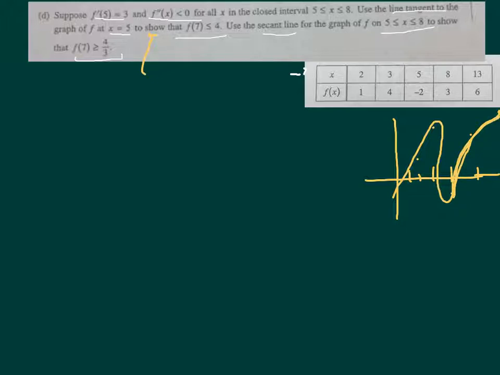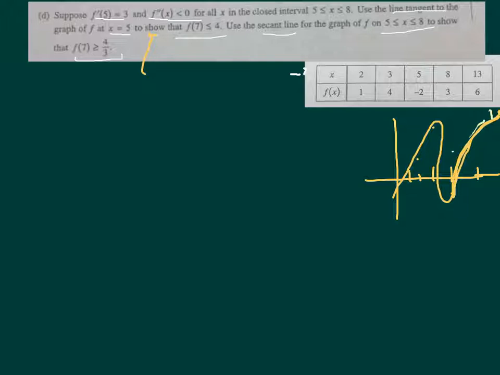So if we want the tangent line at 5, this is the tangent line at 5. Oh, wait, it's -2. My bad. So let's undo that. Erase that here. Okay, so let's try that again. So the tangent line at 5, so it's -2 here.